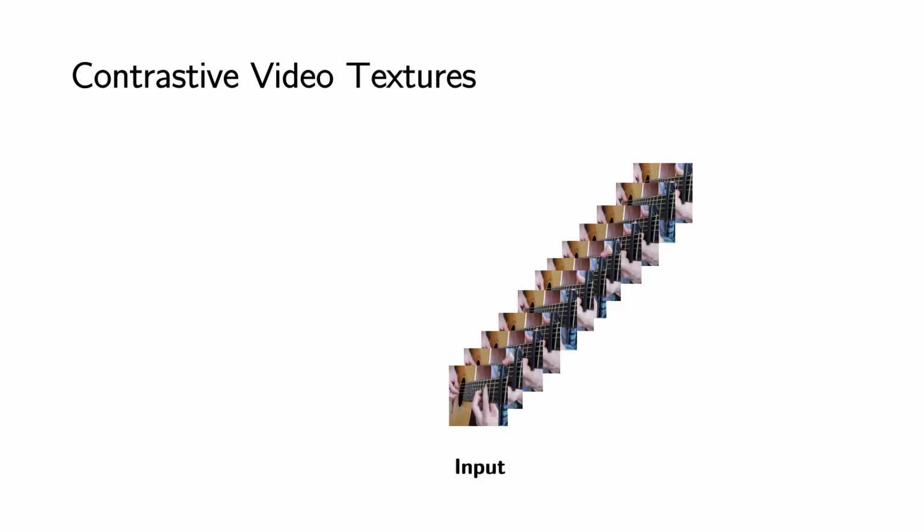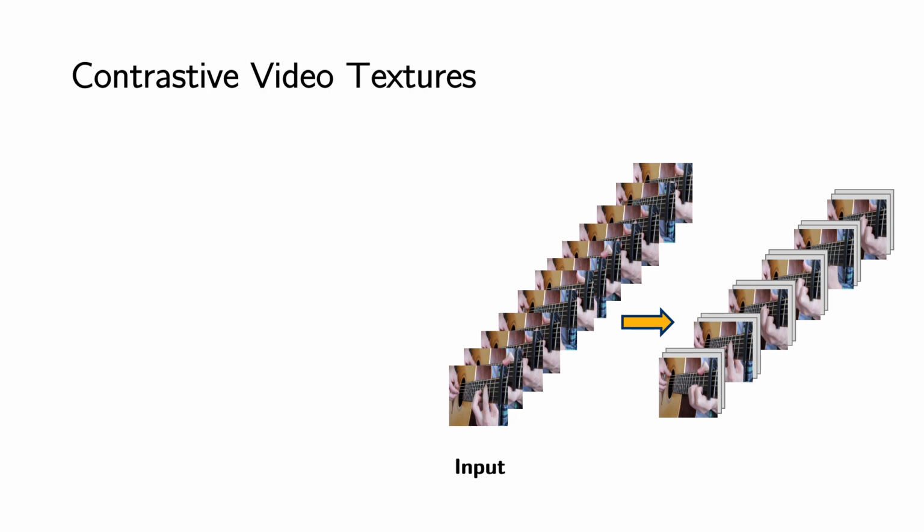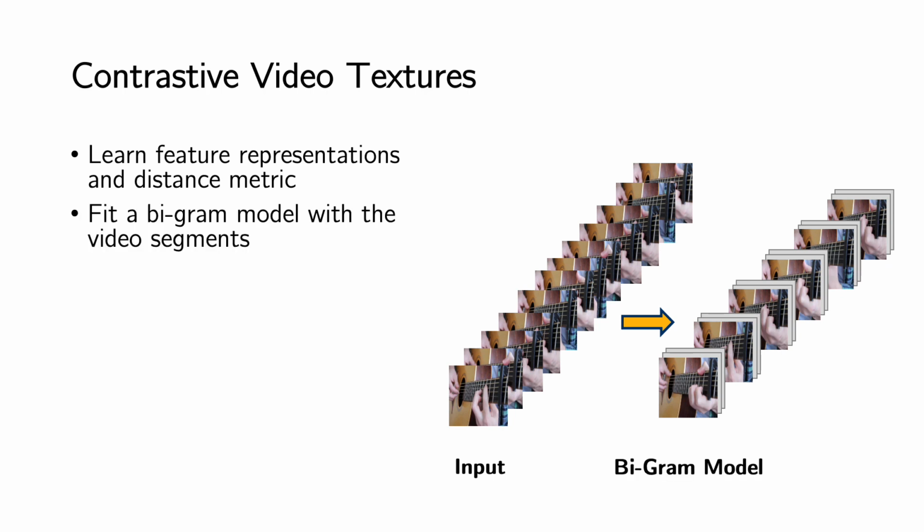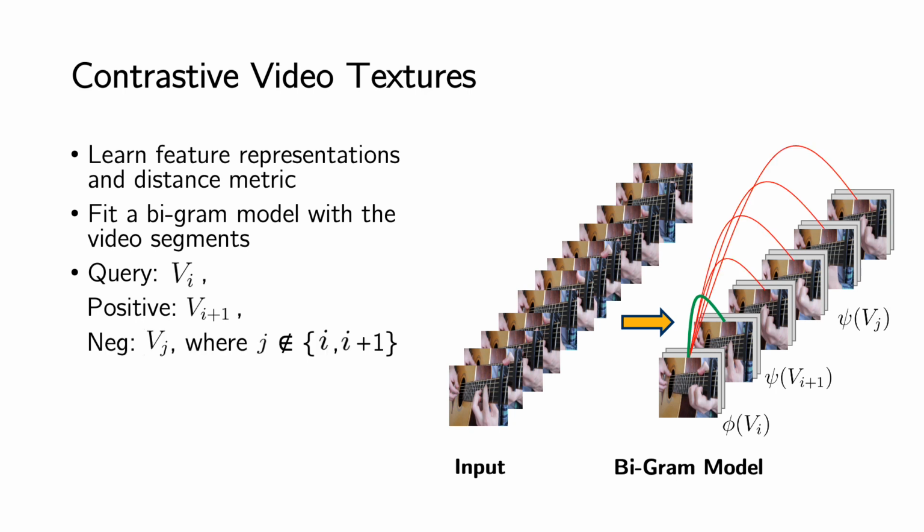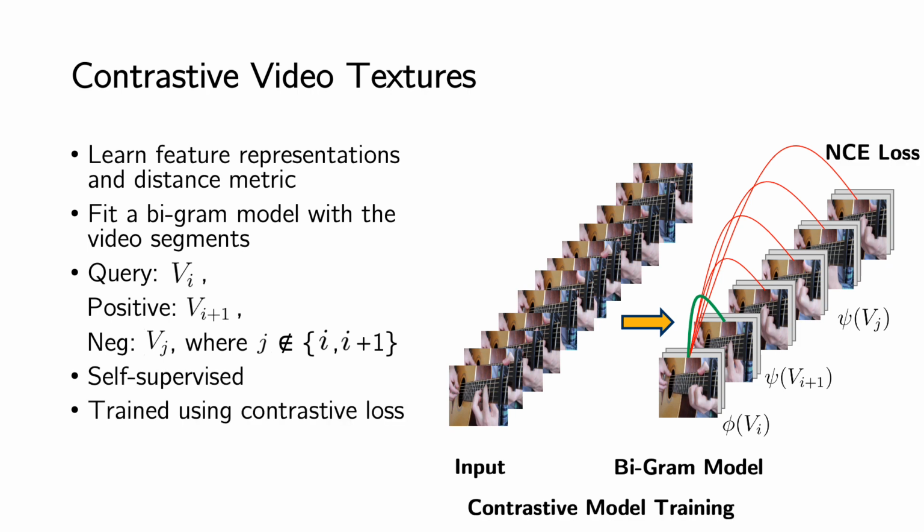Here is an overview of our method. Given an input video, we extract overlapping segments from it. Next, we learn feature representations and a distance metric for these video segments by fitting a bigram model. Given a query segment, the model learns a representation that is similar to that of the positive segment and dissimilar to the learned representations of the negative segments randomly sampled from the rest of the video. The model is self-supervised and is trained using contrastive loss.